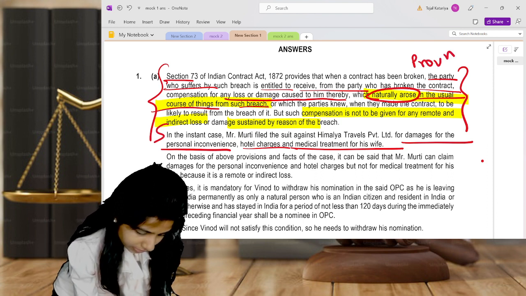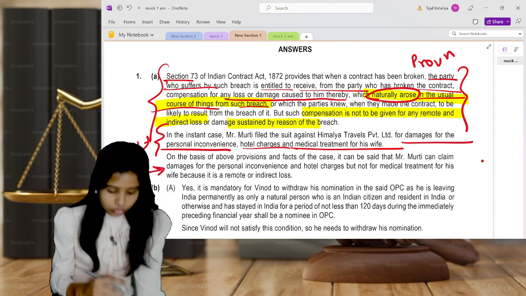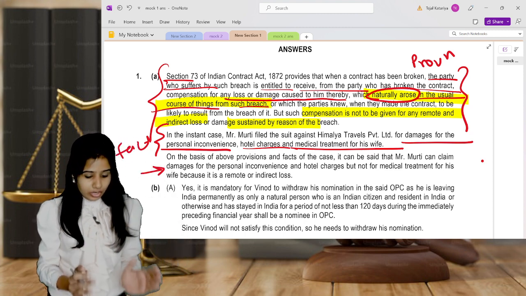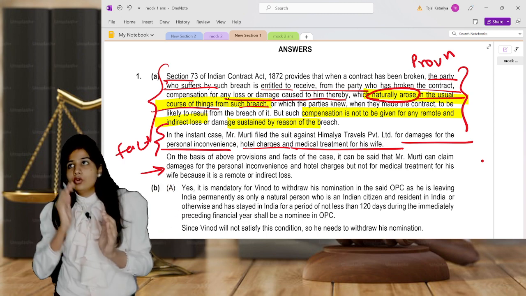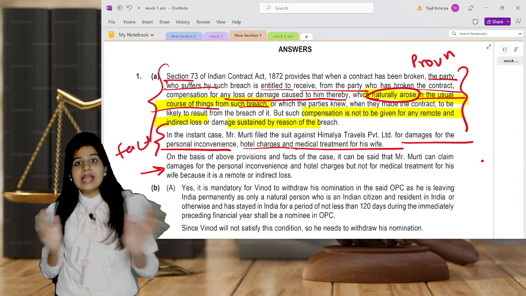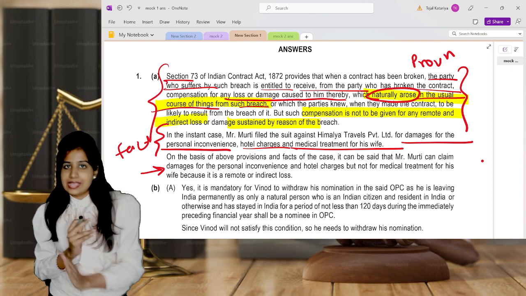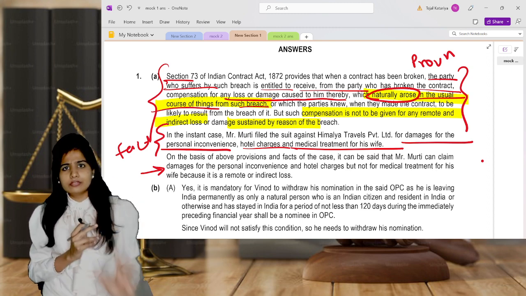Okay, this was basically the fact part, and this was the conclusion part. So you're supposed to understand that you should not write exactly what is given in the suggested answer. You can divide the entire answer into 3 parts or 4 parts, as the case may be: facts, explanation, whatever you want to write.